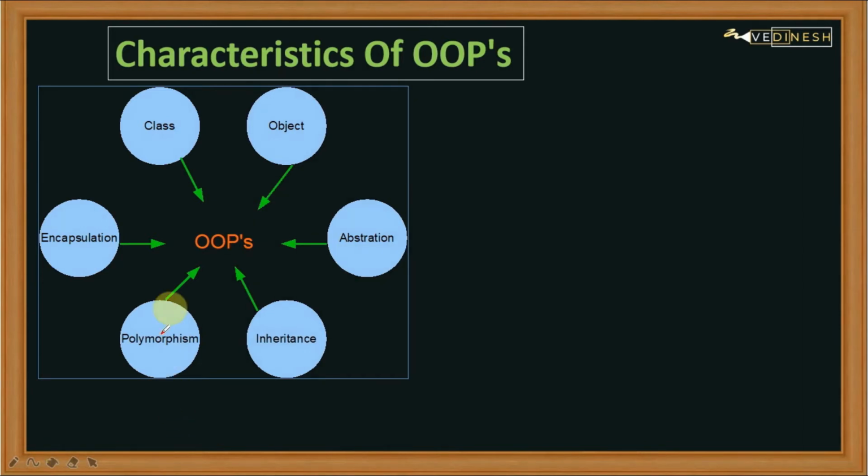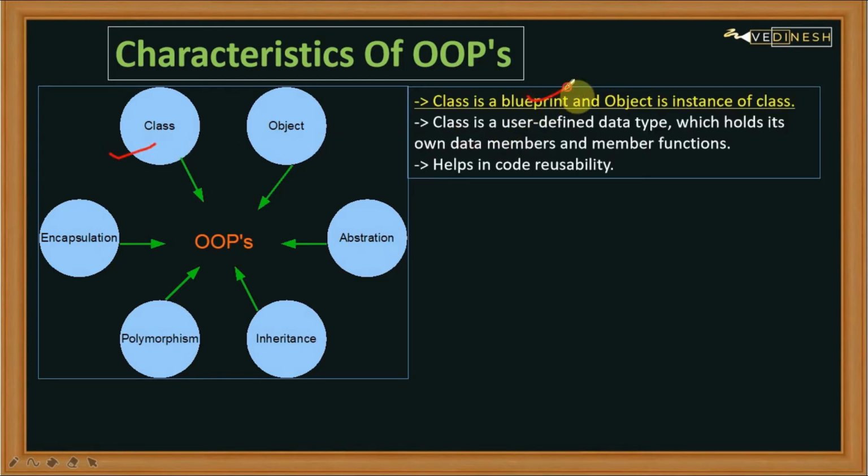So let's start with class. As we already know, a class is a blueprint of an object. With a class we can create a user defined data type, which is capable of holding member variables and member functions, right? And the object is the instance of this class only. When the object is created, then memory is allocated to the member variables and member functions in the class, right?